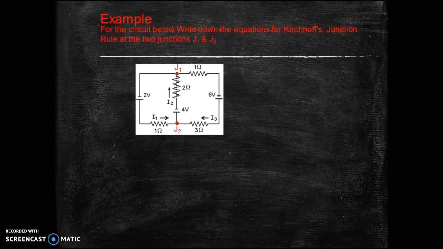Okay, so in the next video, we're going to look at this example, and we're going to write down the equations for Kirchhoff's first rule at the two junctions, and then we're going to see how to apply the loop rule to this same circuit.